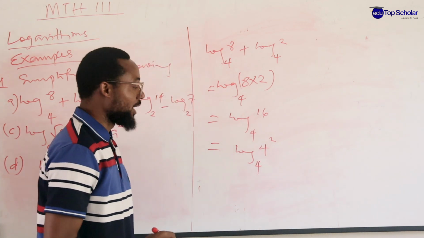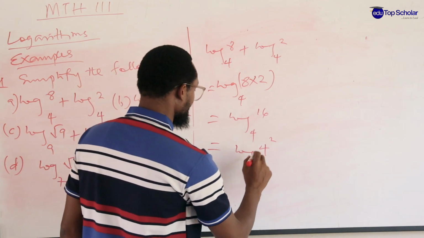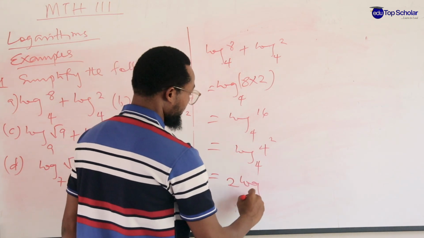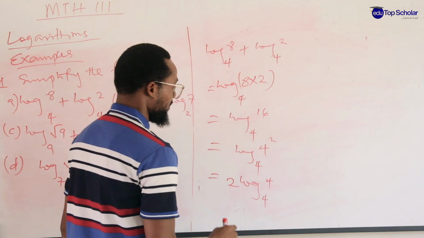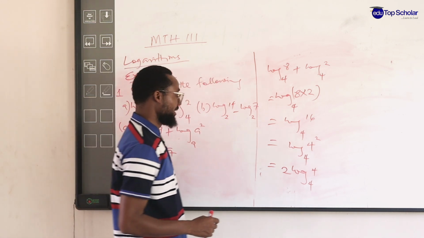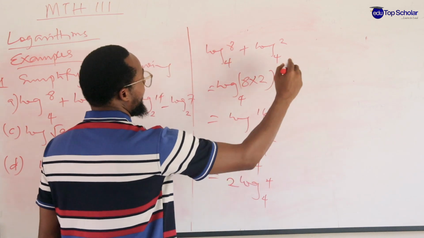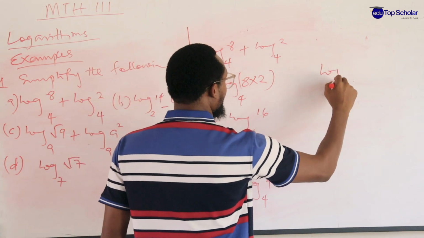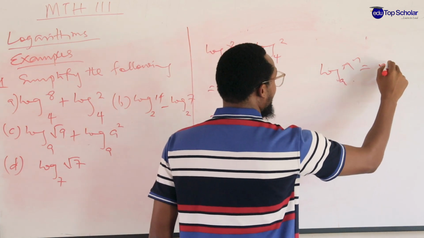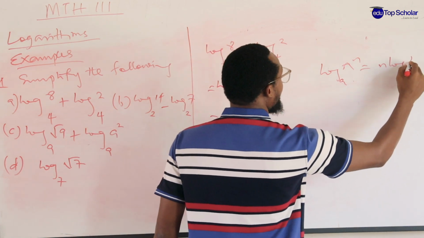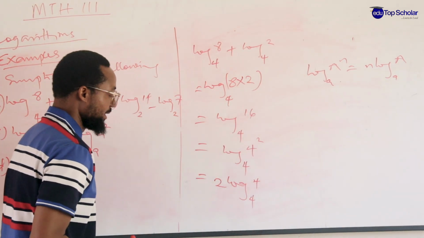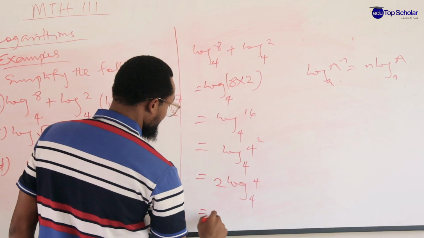And therefore, we can equally rewrite this as 2 log 4 base 4, from the third law that we have stated earlier, which is log a raised to the power n base a gives us n log a base a. So we are using that one to transform this. Now, this will give us 2.